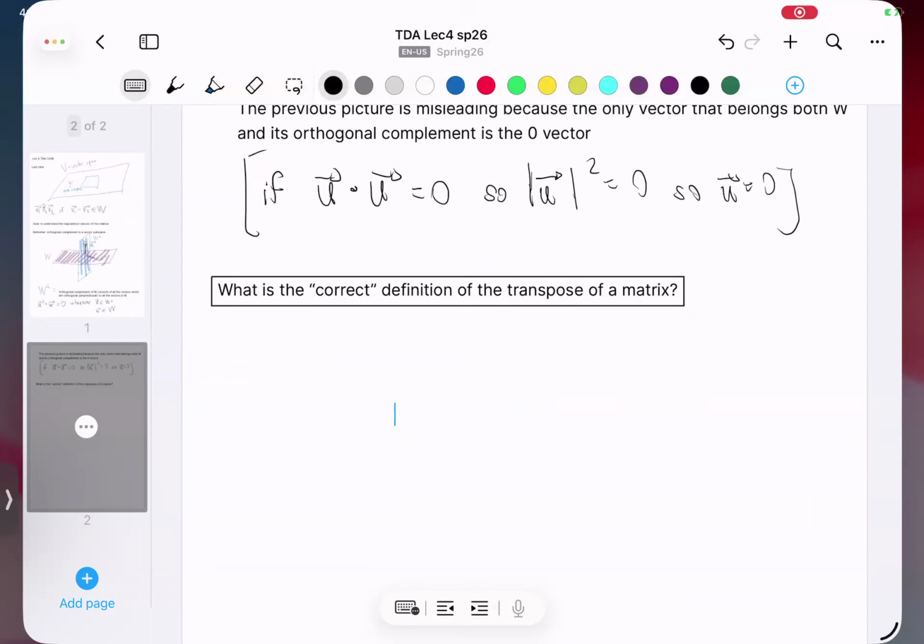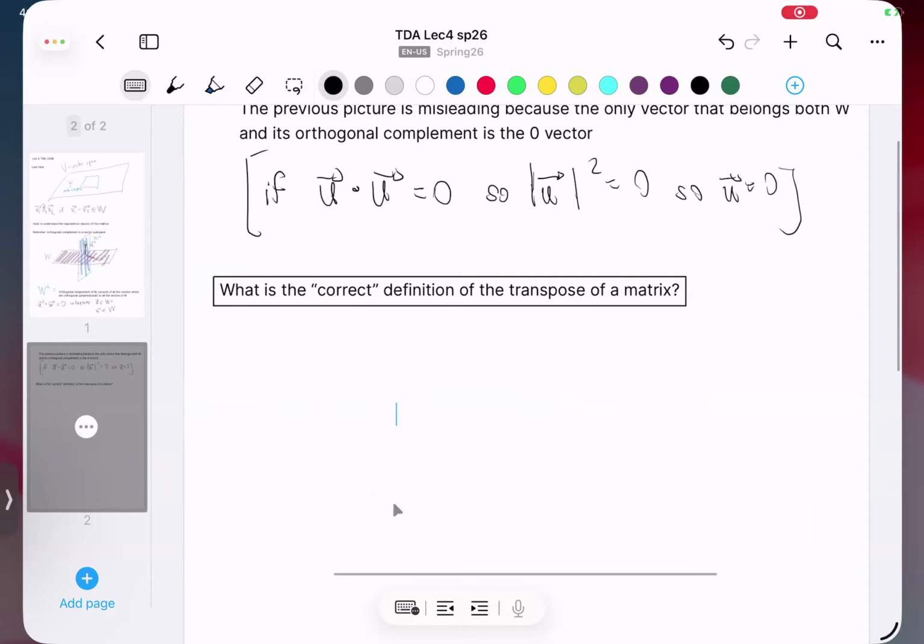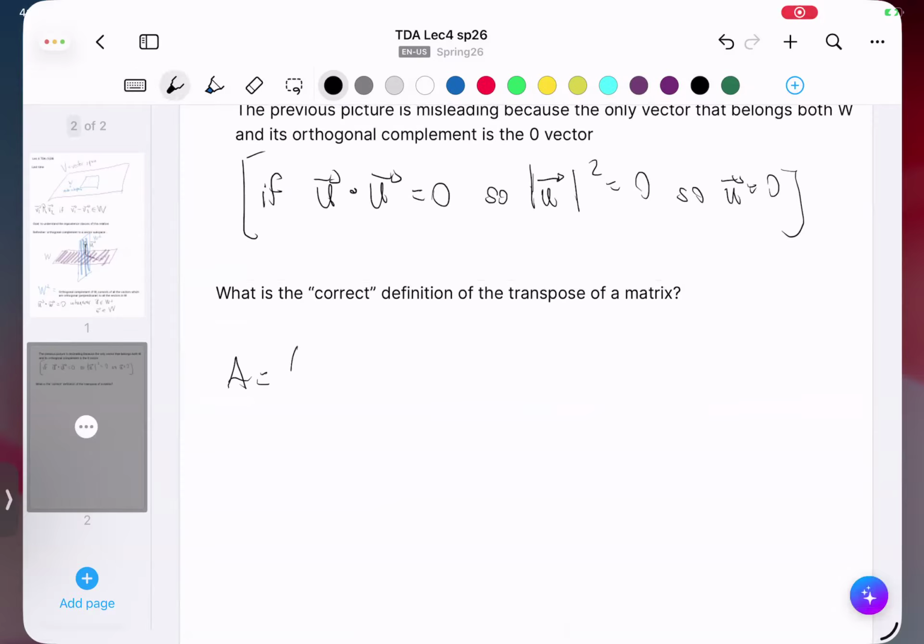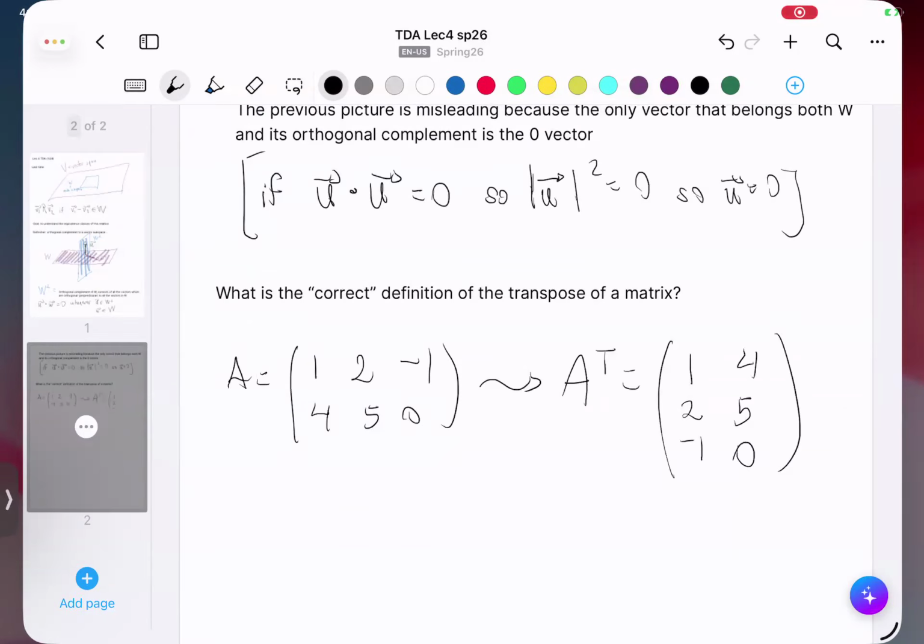Okay, let me start with the down to earth version of it. The down to earth version of the transpose is that you switch rows with columns. The rows become columns. That's probably the version that you have been taught in linear algebra. So the first row becomes the first column, and in this case the second row becomes the second column.